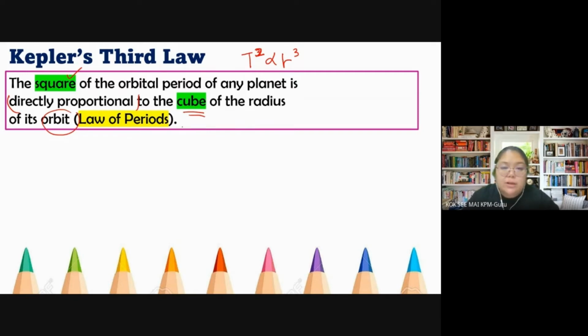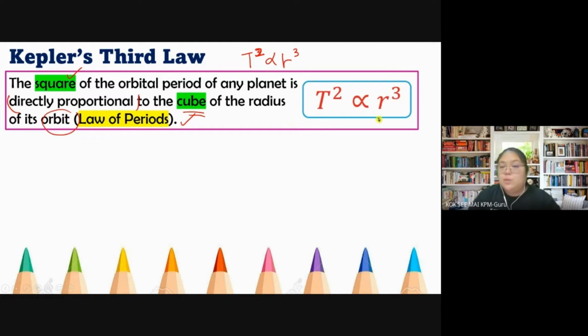Another name for Kepler's third law is the law of periods. That means they want to count the orbit, how long the period is. Different planets have different periods for orbiting the sun. So from here, if the planet is further, you find the time taken should be longer. So Kepler's third law mentions how long it takes for the planet to orbit the sun. So they create the formula: T squared is directly proportional to the radius cubed. Okay, then we continue.